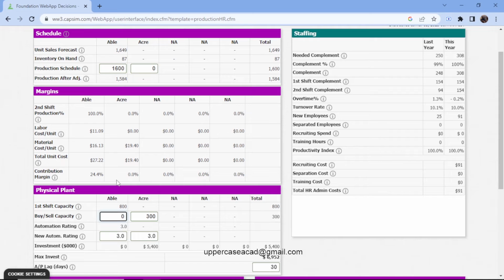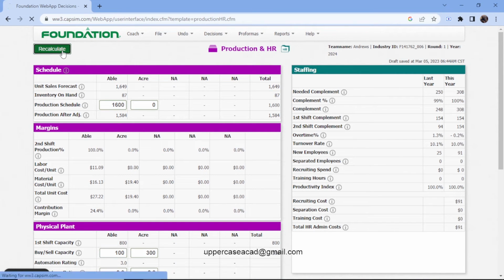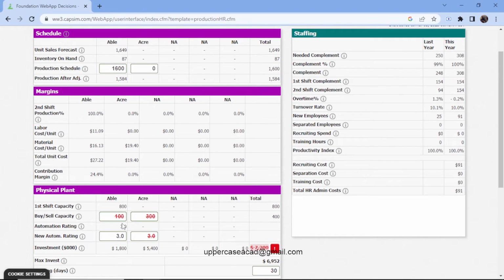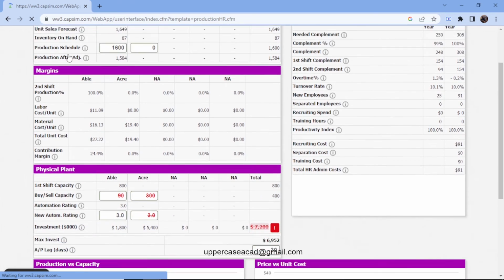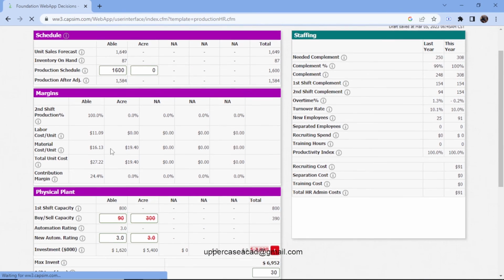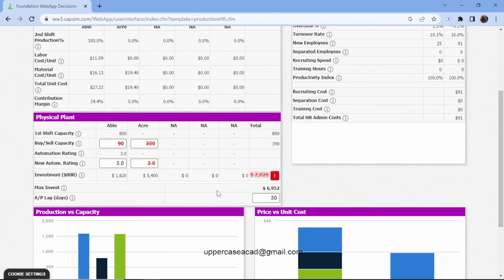So let me say I want to buy 100 capacity, so that I increase my capacity by 100. If the first shift is 800, maybe it's 900 next time. And you can see that I can't do it because I've increased more than I can do. So let me say I'll buy 90, because I just want to use as much money as possible so that I may increase the capacity for my company.